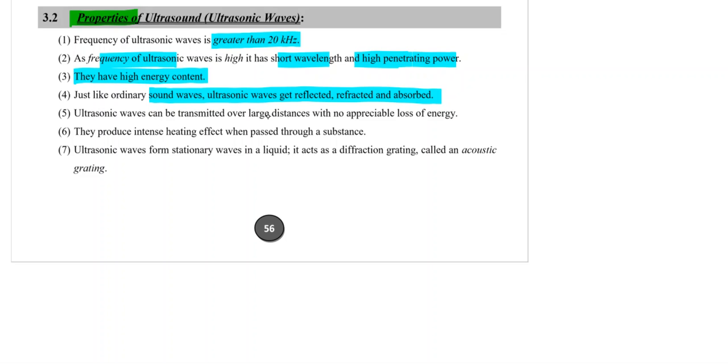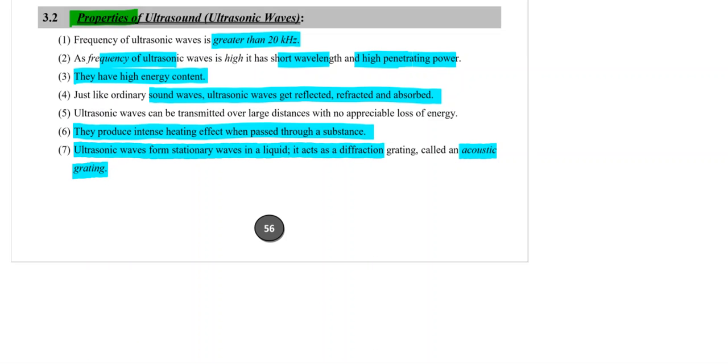Ultrasonic waves can be transmitted over a large distance with no appreciable loss of energy, as they have already high energy. They produce intense heating effect when passed through a substance. And we form the acoustic grating, which is known as the diffraction grating, with the help of ultrasonic waves, as they form stationary wave inside a liquid and act as a diffraction grating. So these are the properties of ultrasonic waves.